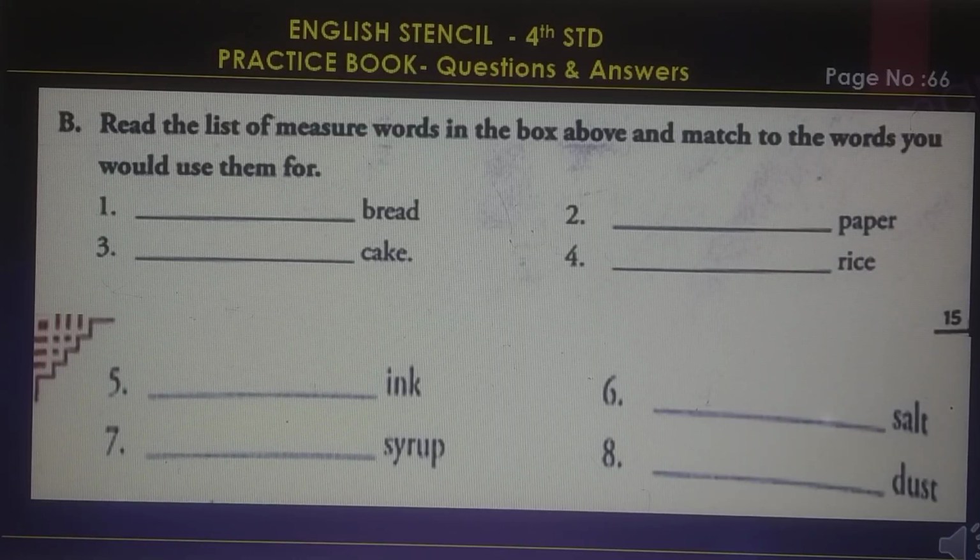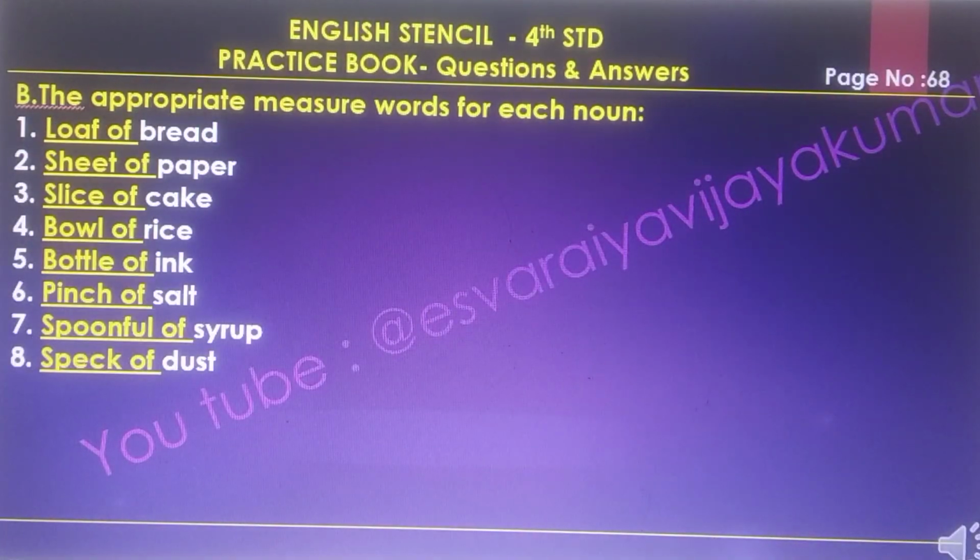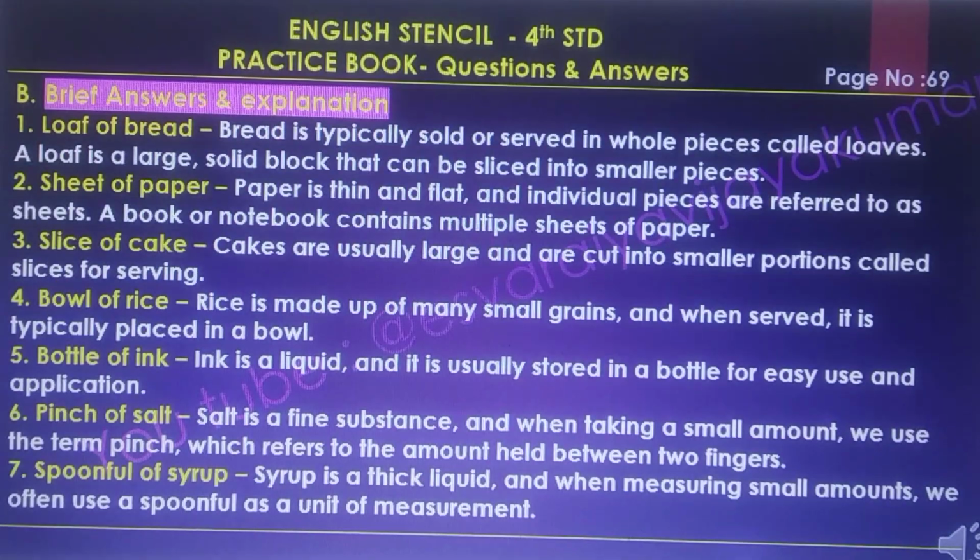B. Read the list of measurement words in the box above and match them to the words you would use them for. Here are the questions. In the same way, here is the answer: loaf of bread, sheet of paper, slice of cake, bowl of rice, bottle of ink, pinch of salt, spoonful of syrup, speck of dust. The brief answer and the explanation of these questions.